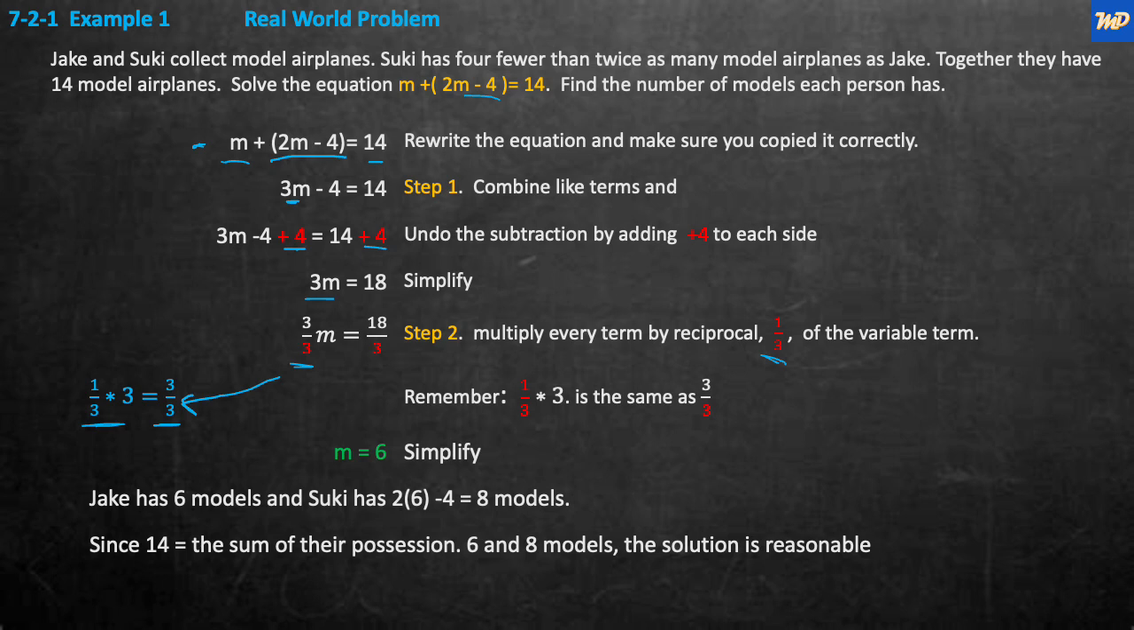So when we simplify this, we're going to get M. 3 divided by 3 is 1, so we have 1M is equal to 18 divided by 3, which is 6. So the answer is M equals 6. That's what Jake has. So Jake has 6 model airplanes. So how many does Suki have? Well, since there were a total of 14 airplanes, Suki must have 2 times 6 minus 4. 2 times 6 is 12, minus 4 is 8. Suki has 8 model airplanes.